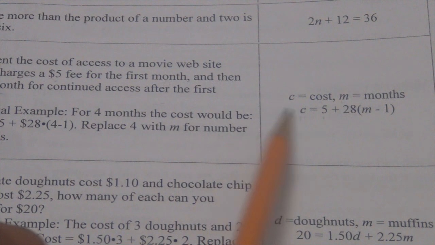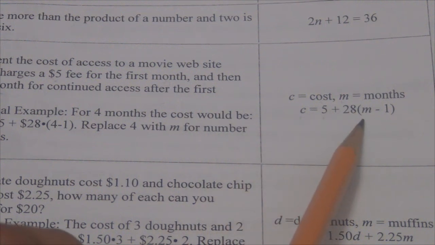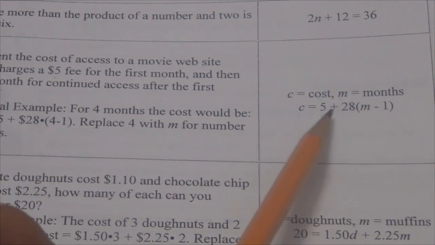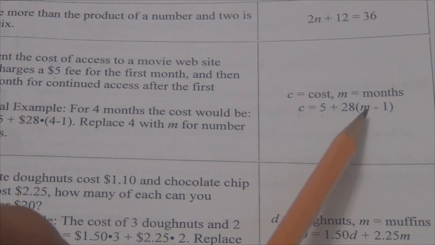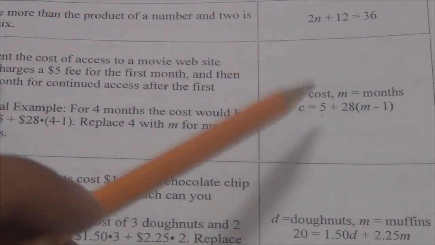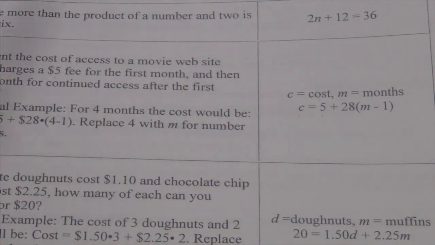Then after that is $28 a month. Wait, hold on a second. So what is this 28 times n minus 1? I really don't understand, unless you're a genius.